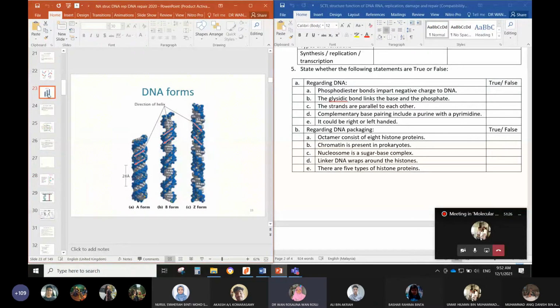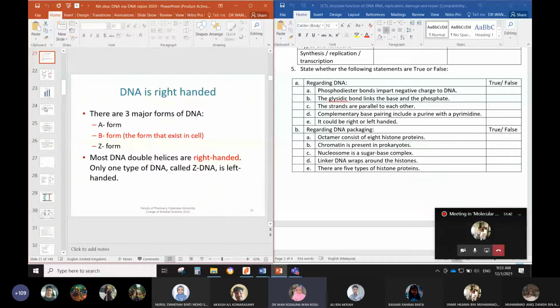All right, so this one. You're asking why there is a handedness, right? Why do we need this handedness? Yes, Doctor. So usually the one that is present in the cell is the B form. This is the form that exists in the cell, and then we have the A and Z forms that occur in other situations.